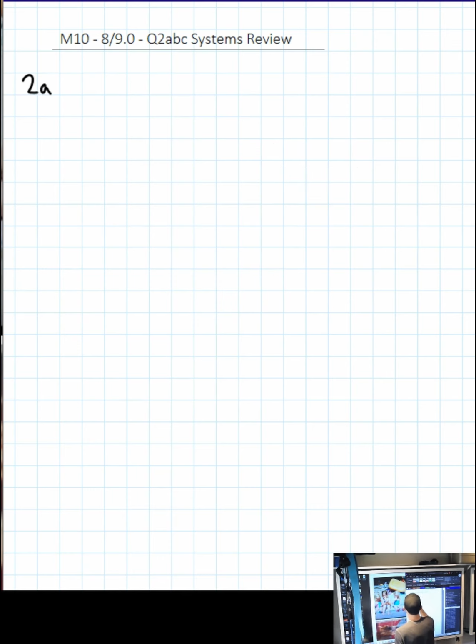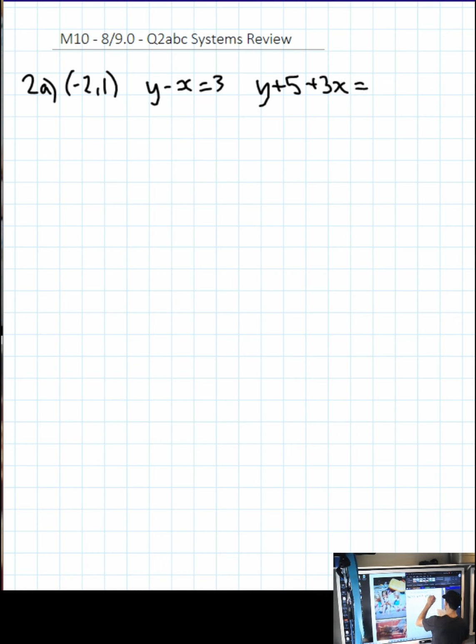Okay, 2a. So we have the point (-2, 1), and we have the equation y minus x equals 3, and we have the equation y plus 5 plus 3x equals 0. Now notice in the last question, the equations were in y equals mx plus b form, and we could graph them using the slope and the y-intercept. These are not. Do we want to turn them into y equals mx plus b? We could, but it would be unnecessary.